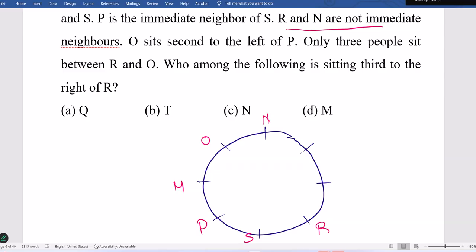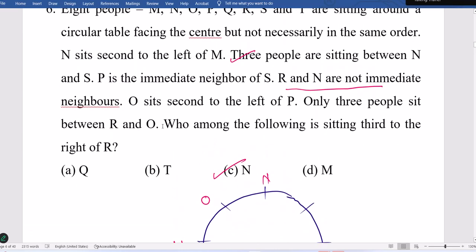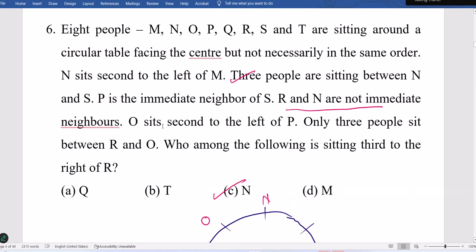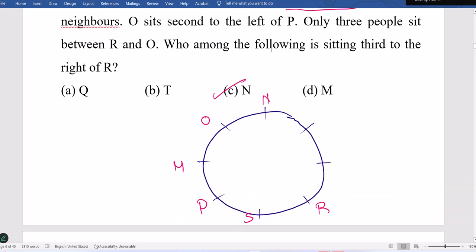Now question: who is sitting third to the right of R? R first right, second right, third right, option C. Still 2 slots are available. We need to fill. The 2 candidates are Q and T. Is there any clue related to Q and T? No. Still there are 2 empty places, but we are done with this question. Who among these is sitting third to the right of R? Here it can be QRT or it can be TRQ. But fine, this question is completed. Third right of R is N. Third left of R is M.